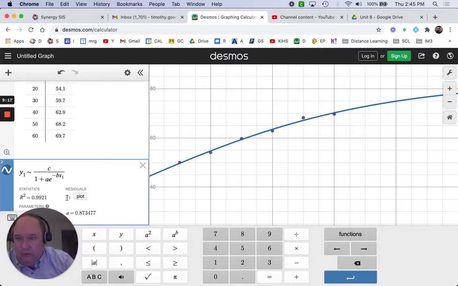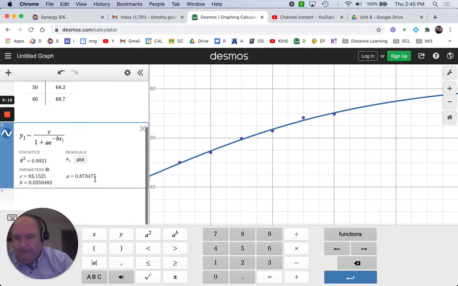And it has a good R-squared score. So let's use that. So the equation then would be 83 would be the max, right? Caps out at 83. And then 1 plus A, that's 0.87, E, B is negative 0.03, X. So there's the logistic growth model.